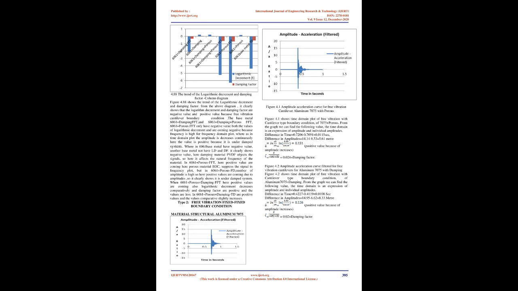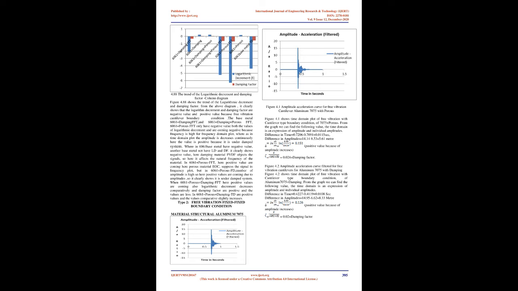Figure 4.2 shows the time domain plot of free vibration with cantilever type boundary condition, of aluminum 7075 plus damping. From the graph we can find the following values. The time domain is an expression of amplitude and individual amplitudes. Difference in time equals 0.4227 - 0.4119 equals 0.0108 seconds. Difference in amplitudes equals 14.95 - 6.62 equals 8.33 meter. D equals a positive value because the amplitude increases.